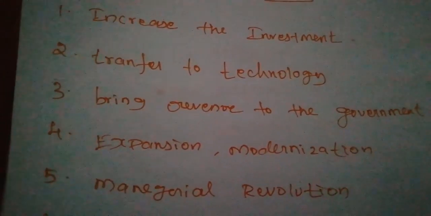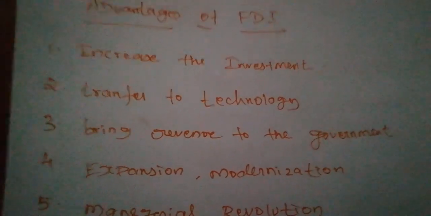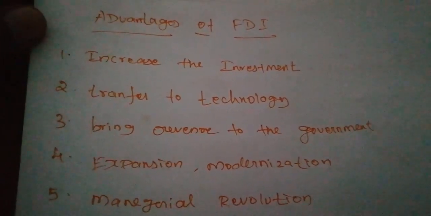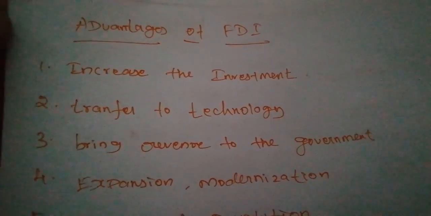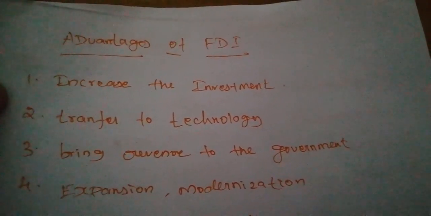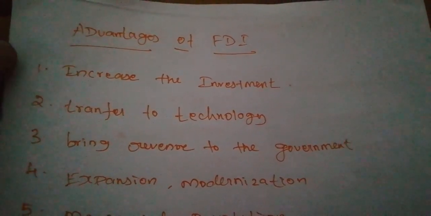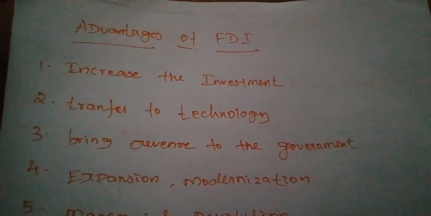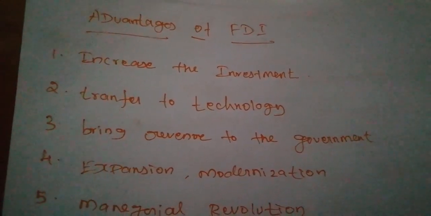Next, diversification and the minimization of competitive risk. If you want to increase the supply of commodities, competition will increase. But if you allow foreign direct investment, we can minimize the competitive risk. Without any risk, we can create more markets.